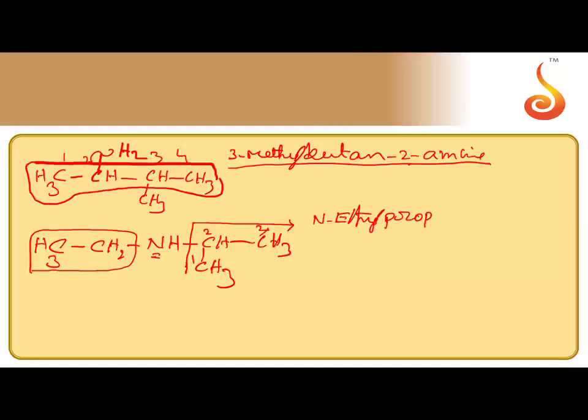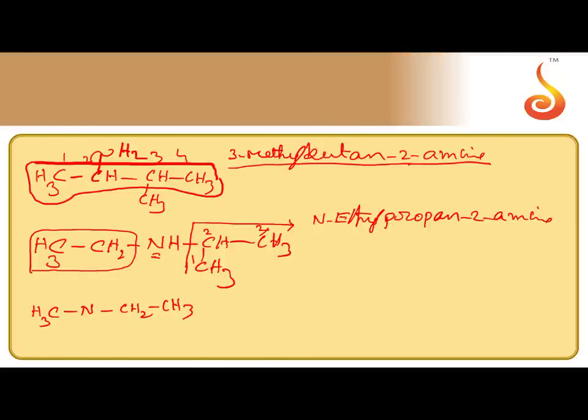N-ethyl. Root word is prop. Primary suffix is -ane. Amine, functional group N is attached to second position. That's why 2 amine. Let us take 3 degree amine.